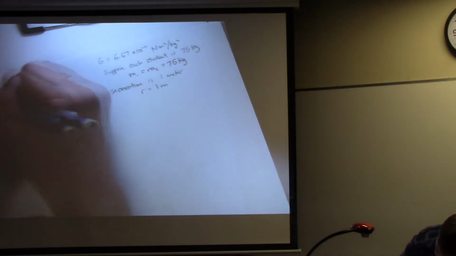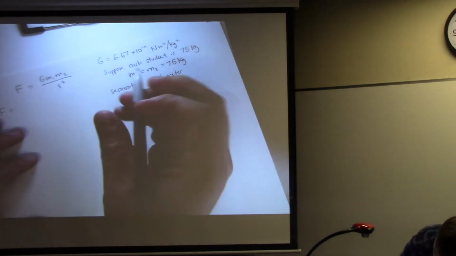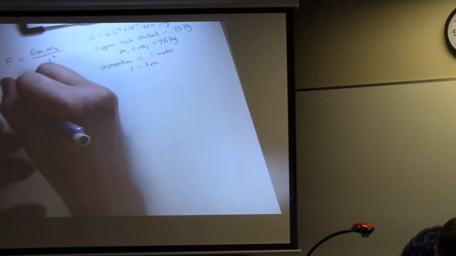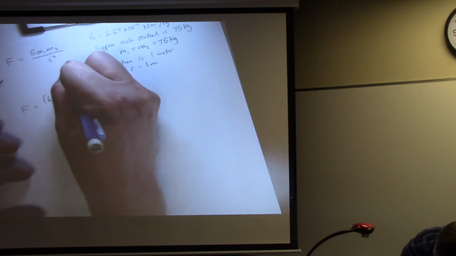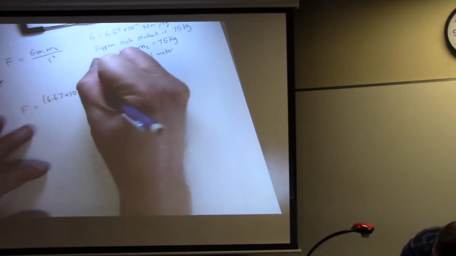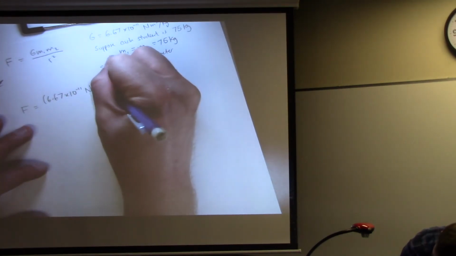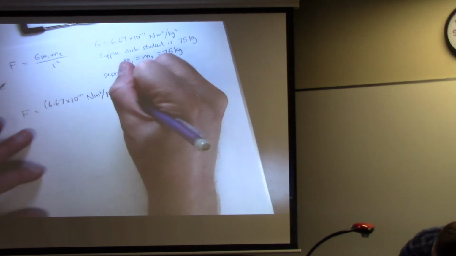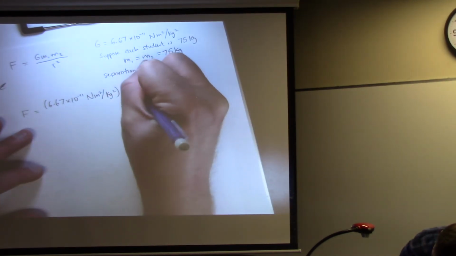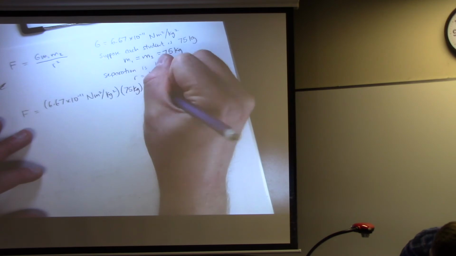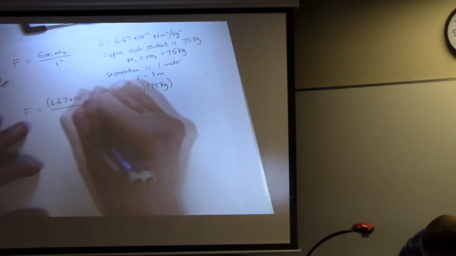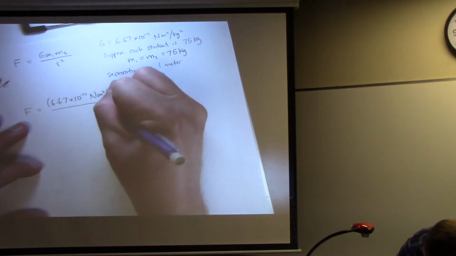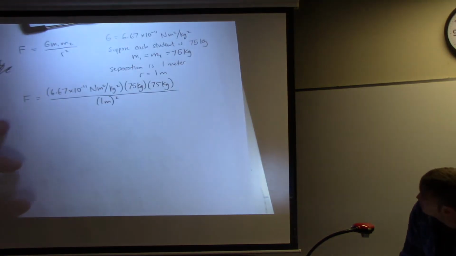And so the force is going to be, actually let's do this down here. We have the force equal to 6.67 times 10 to the minus 11 newtons times meters squared over kilograms squared. M1 is going to be 75 kilograms. M2 is also going to be 75 kilograms. That's both masses. Divided by the distance, which is 1 meter, which has to be squared.